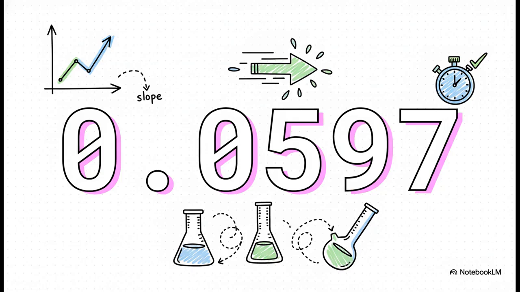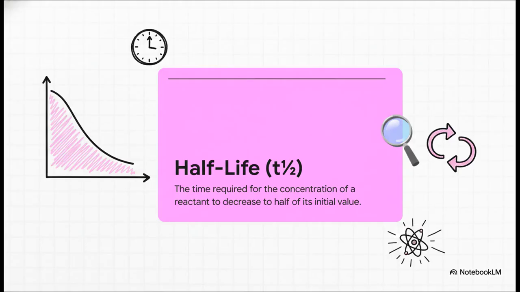And with that, we've solved the first two parts of the exam question. But wait, there's one more piece of the puzzle the exam asks for, the half-life. It's a concept you've probably heard of, right? Especially with radioactive decay. It's really simple. It's just the time it takes for half of your starting material to disappear. And now that we know the reaction order and the rate constant, we can actually calculate it.